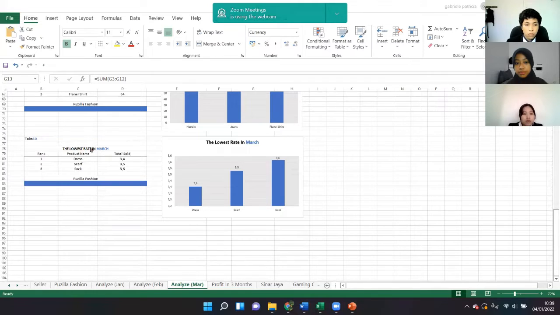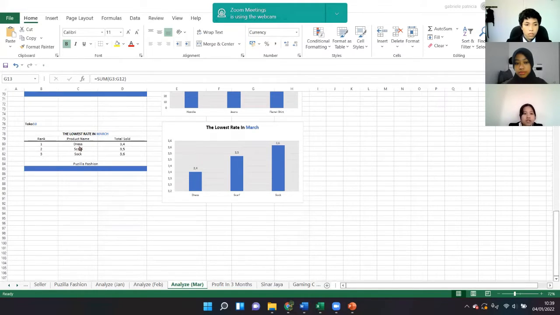And the last is the lowest rate in March. The first is dress, the total is 3.4. The second is scarf, the total is 3.5. And the last is soap, the total is 3.6. And this is the regular chart from the lowest rate in March.